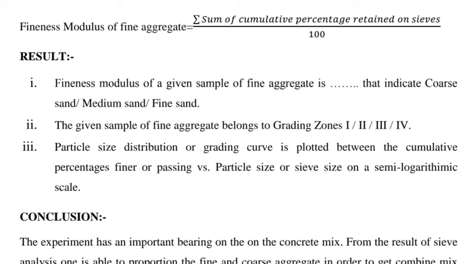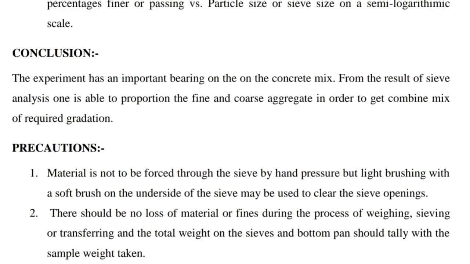Result: 1. The fineness modulus of the given sample of fine aggregate is ____, which indicates coarse sand, medium sand, or fine sand. 2. The given sample of fine aggregate belongs to grading zone 1, 2, 3 or 4. 3. The particle size distribution or grading curve is plotted between the cumulative percentage finer or passing versus particle size or sieve size on a semi-logarithmic scale.